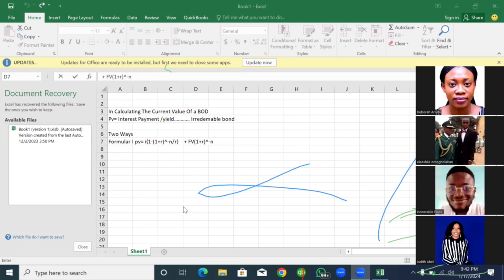Excuse me, sir. Good evening. I just want to be sure that I understand what you're saying. Does it mean that if we're computing the present value of redeemable bonds, we are actually taking the summation of the discounted figure of the face value and the discounted figure of the interest put together? Yes, that is what it means. You add it together. We'll solve a question and you see how it works. All right, thank you very much.